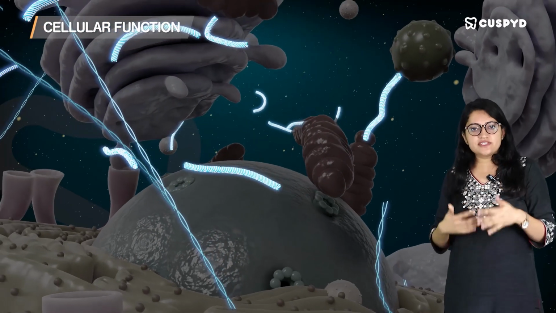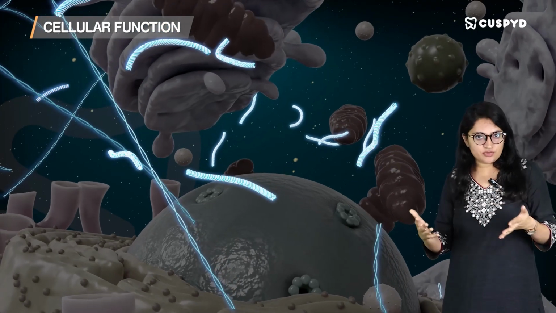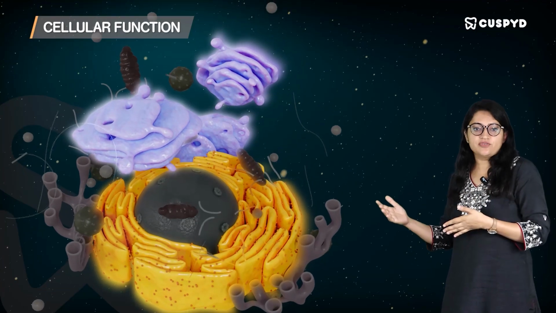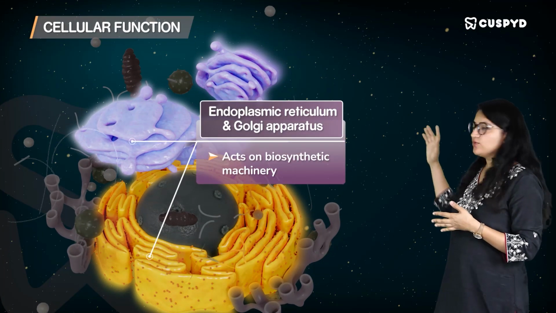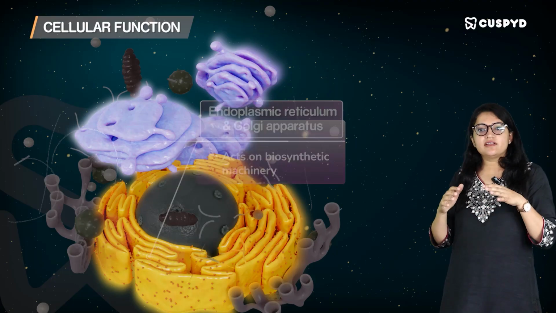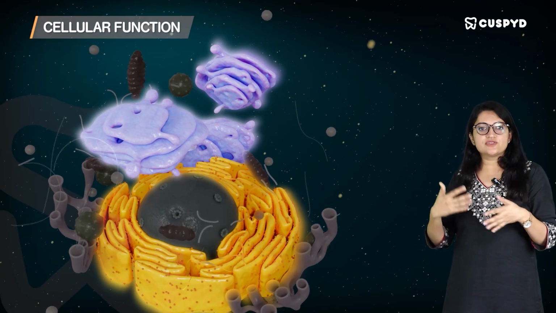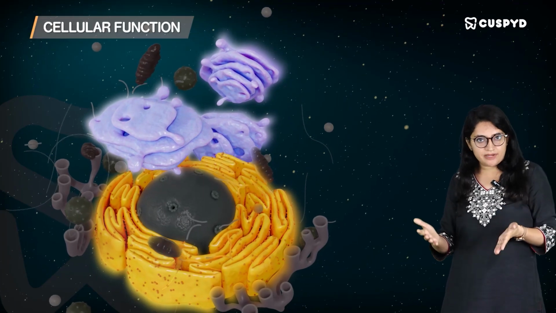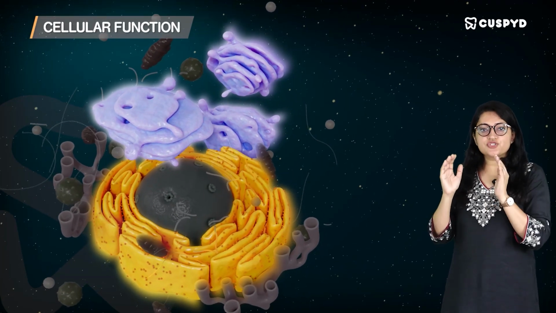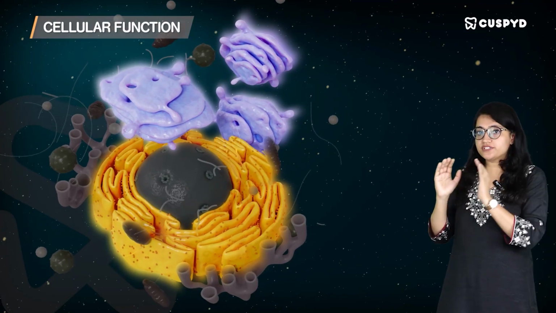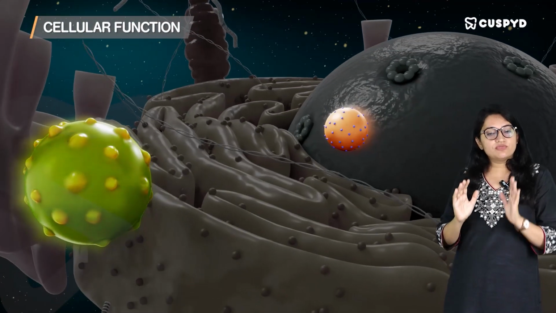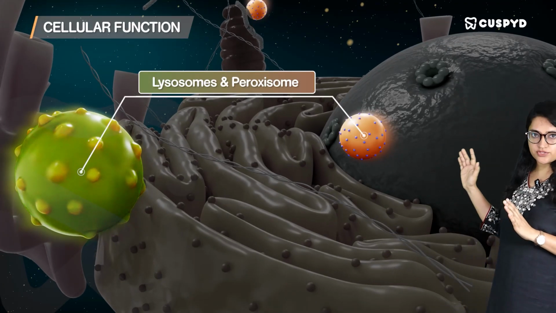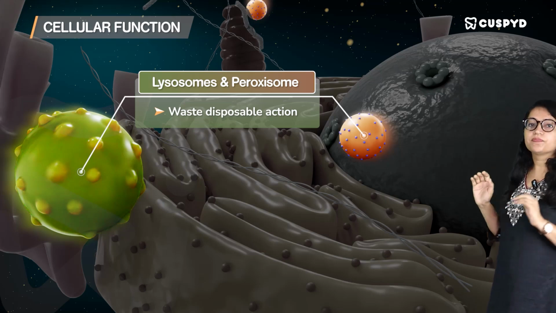Then whatever you want to synthesize in your cell, you should have a machinery for that. So that is called the biosynthetic machinery. And who is going to act for that? You have endoplasmic reticulum and you have Golgi apparatus. Then if you have a factory, you have some biosynthetic action going on, you are making some products in the factory, then obviously you are going to have some byproducts and some waste. Your cell should be efficient enough to dispose of that waste. So for waste disposal, you have lysosomes and peroxisomes, which have the action of waste disposal.